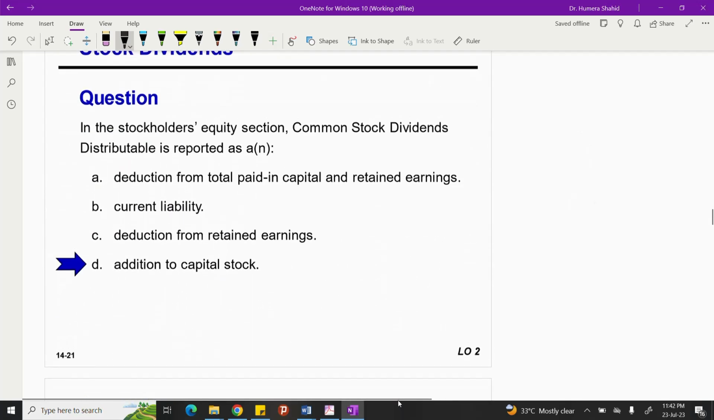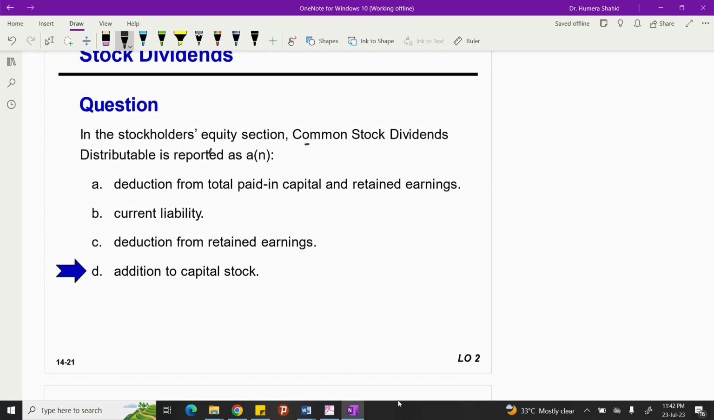Another question: in the stockholders' equity section, common stock dividend distributable is reported as what? It's a capital stock account. Just immediately after the common stock we mention it. So let's see, is it a deduction from total paid in capital and retained earnings? No, it increases the paid in capital. Is it a current liability? No. Is it deducted from retained earnings? No. It's in addition to the capital stock. After the common stock, we mention this account.